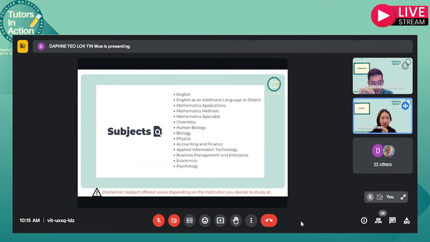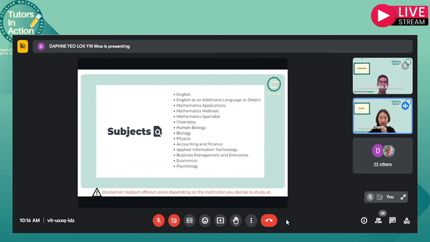For English and English as an additional language or dialect, there's a difference. English mainly focuses on English literature. So you do a lot of readings, a lot of analysis, a lot of writer's effects on the texts and movies that you have done in class. So it's a lot about literature. If you think you're really good at English, you can choose this. And then for English as an additional language or dialect, in simple terms, it's EALD.